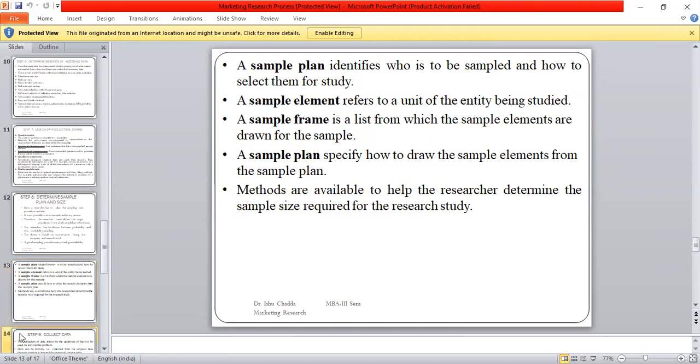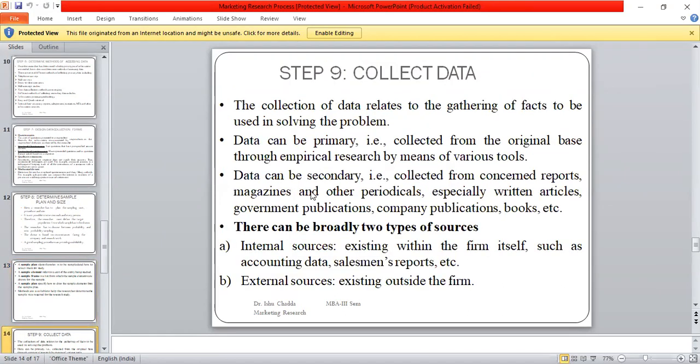The next step is to collect data. The collection of data relates to gathering the facts to be used in the problem. Data can be primary, that is collected from original research by means of various tools. Data can be secondary, that is collected from reports, magazines, and other periodicals, articles, government publications, company publications, books, etc. I have already told you, if you collect your data yourself, that is primary data. If you see some reports, some magazines, some internet, that means you are going through secondary data.